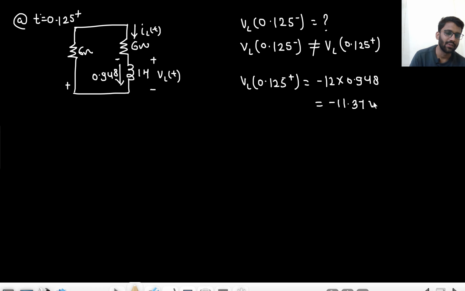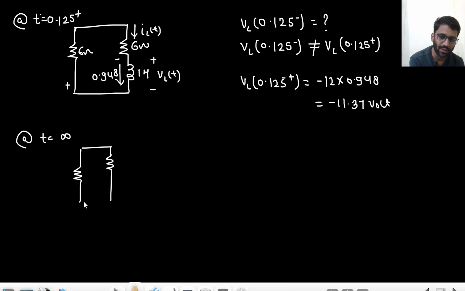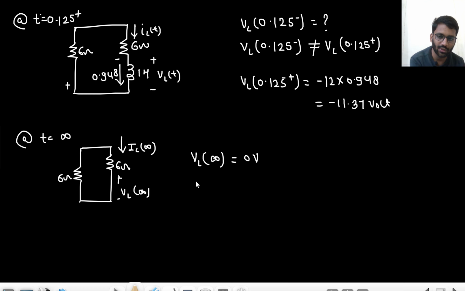And both of the voltages will try to go to 0. So this voltage will also try to go to 0 at t equals to infinity. What will happen? This inductor will be shorted, right? And there is no current, no source, nothing. So VL at t equals to infinity will be 0 volt, and IL at t equals to infinity will also be 0 ampere. So it started from some value.